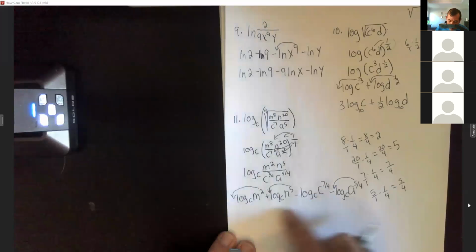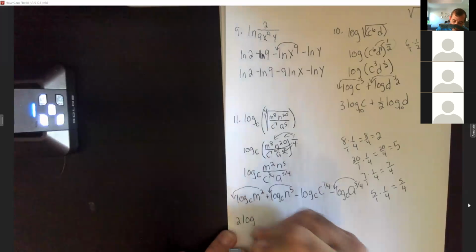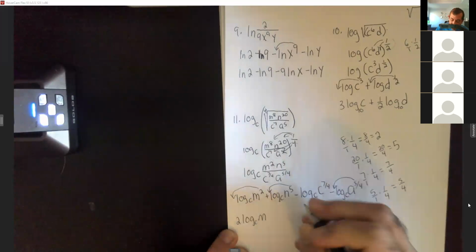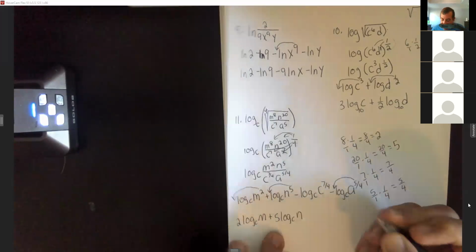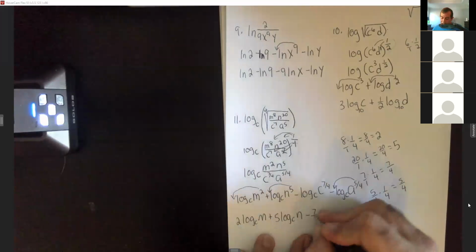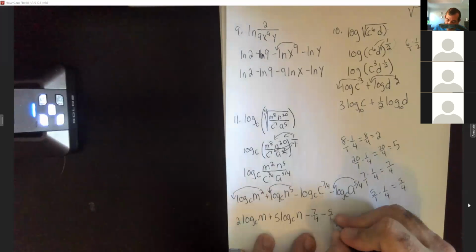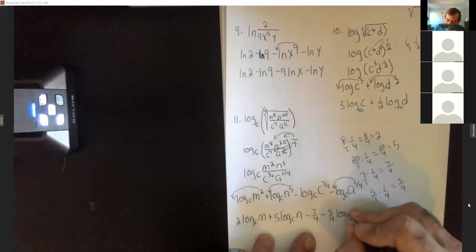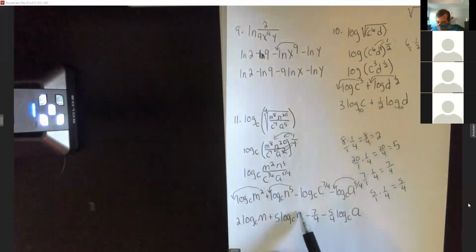So y'all, let's see what we got. This one will give me 2 times log base c of m, plus I get a 5 log base c of n, minus, this one is just going to be 7/4, minus, that one I'll bring down to 5/4 times the log base c of a. So let's see, we don't have any more exponents to worry about, and we evaluated that third term, so we are finally done.